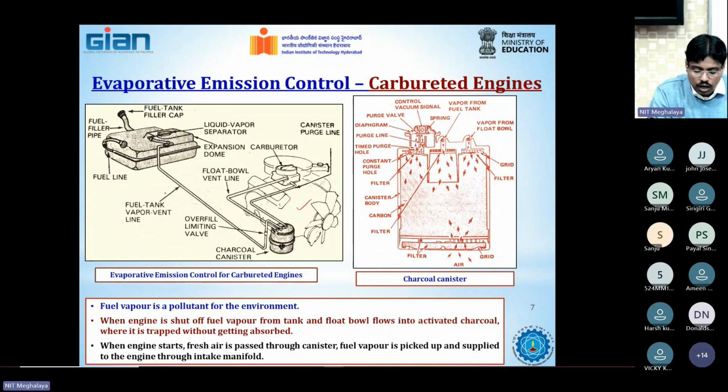Now, if your fuel tank is closer to the engine, then the fuel tank will get heat from the engine. After getting the heat from the engine, fuel will try to get evaporated. This is one case.